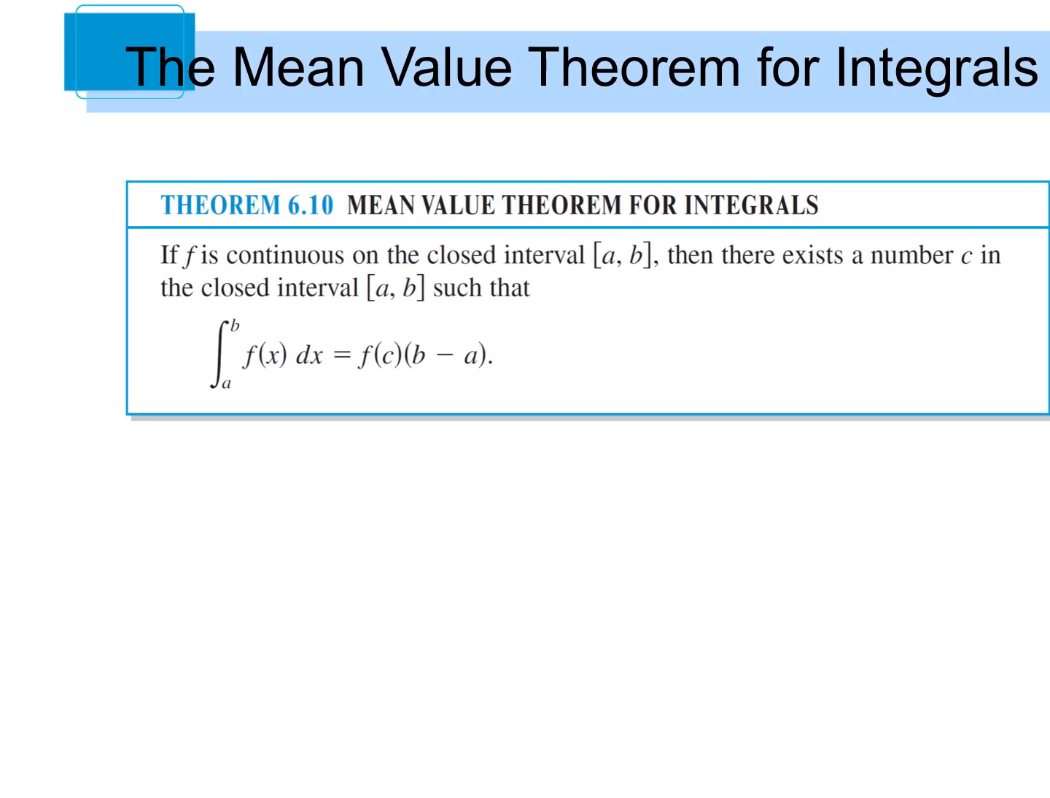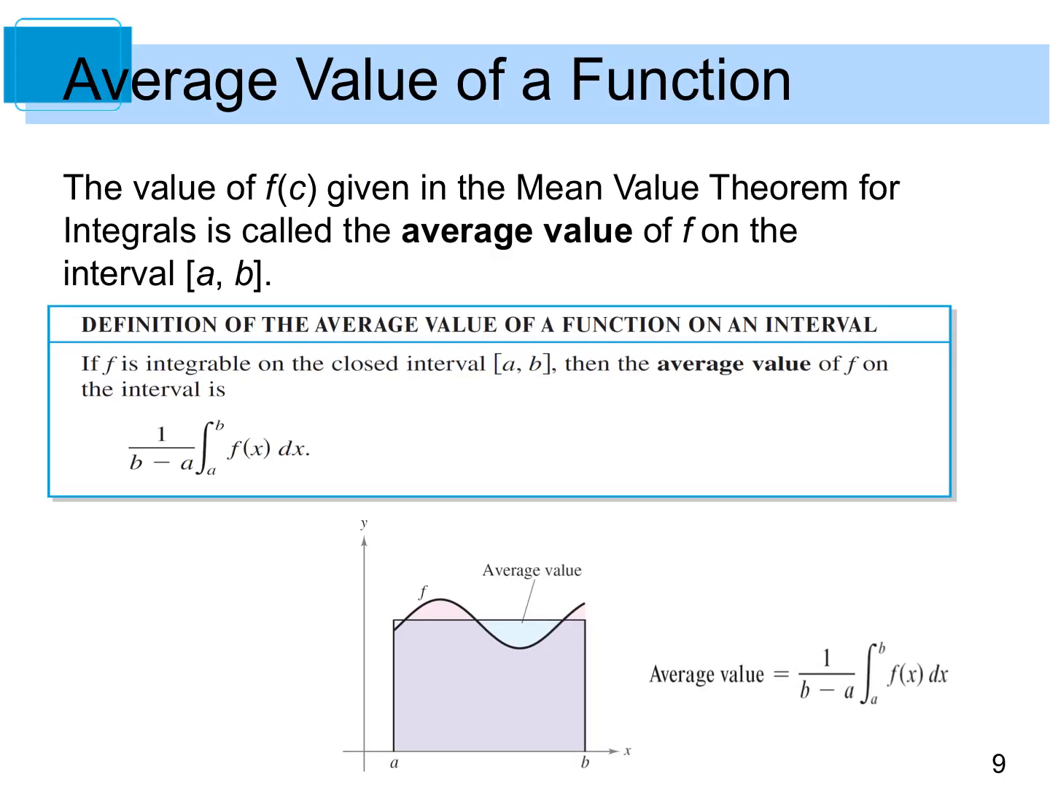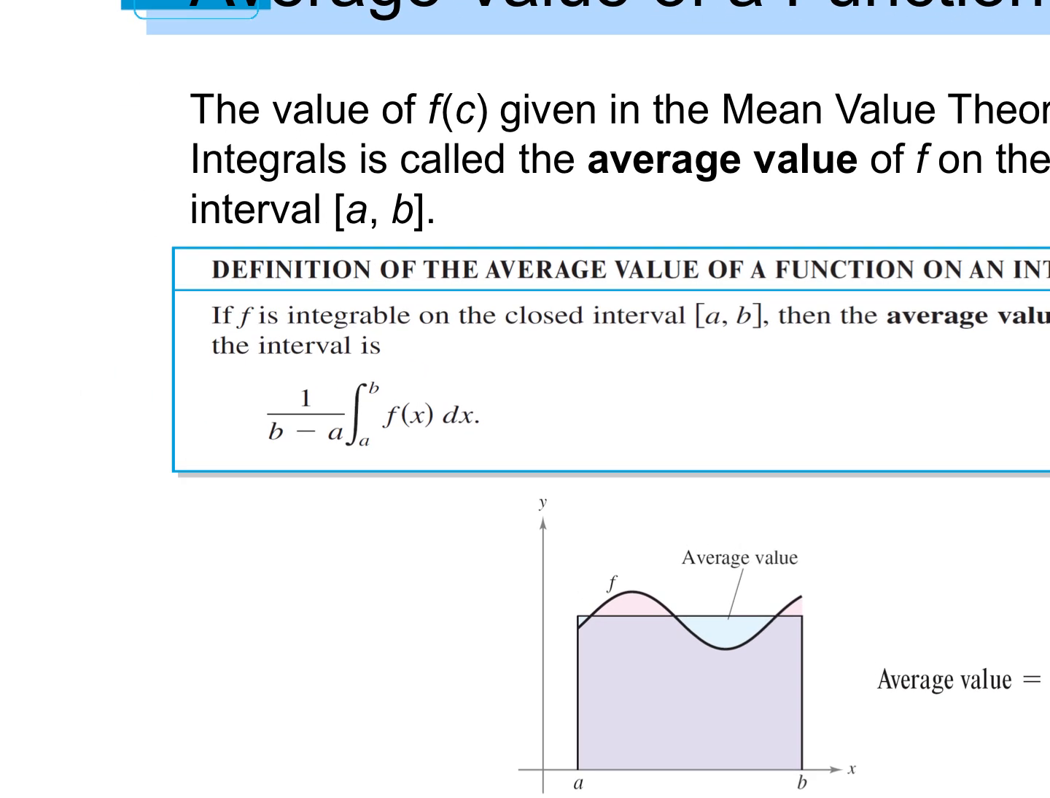So here's our mean value theorem. If we find f of c, multiply that times b minus a, it'll equal our integral. So the value of f of c given in the mean value theorem for integrals is called the average value of f on the integral from a to b. So this is our definition for the average value.